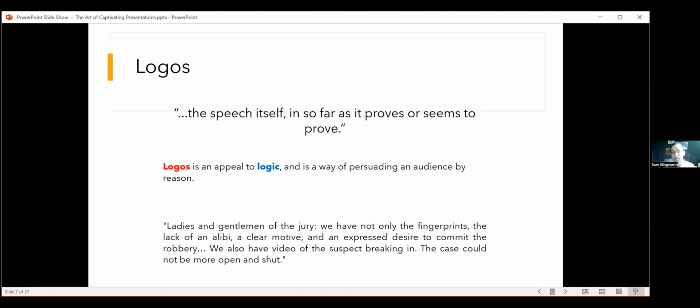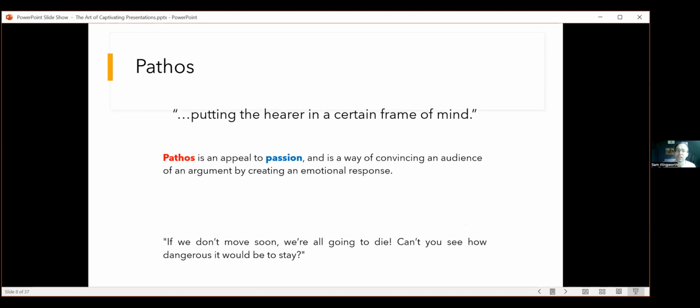So to recap, there's ethos, the credibility of the speaker, which we do quite well as scientists. There's logos, the logic of the argument, which again, we do very well as scientists. The third element we're not so good at, and this is pathos. So this is an appeal to the passion, and it's a way of convincing an audience of an argument by creating an emotional response. In other words, it's appealing to the emotions of the audience. So for example, if you don't move soon, we're all going to die. Can't you see how dangerous it would be to stay? Is something we might say if there was an imminent volcanic eruption.